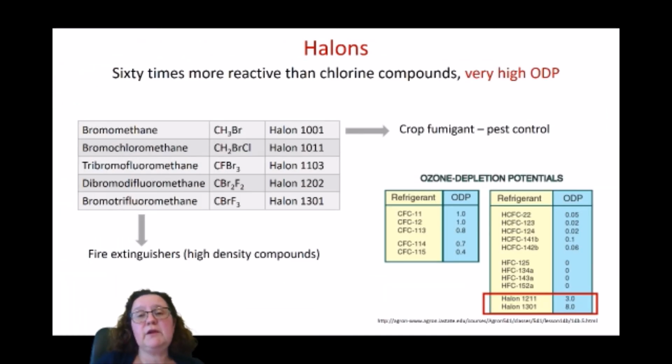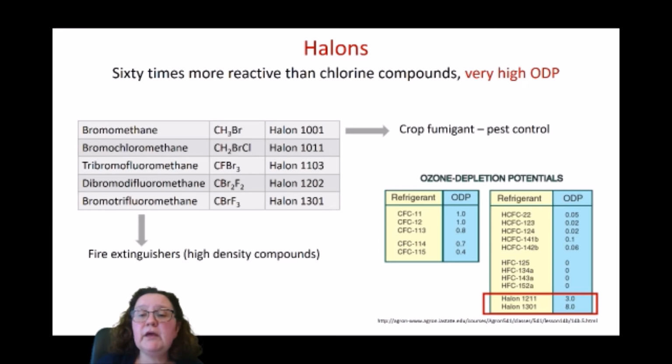Chlorofluorocarbons, although they have a very bad reputation, are not the only substances that can destroy the ozone layer, and actually not necessarily the worst ones. Halons, which are brominated organic compounds, are much more reactive than chlorinated compounds. Some of them are used in fire extinguishers, for example. Some of them are used in pest control as fumigants.